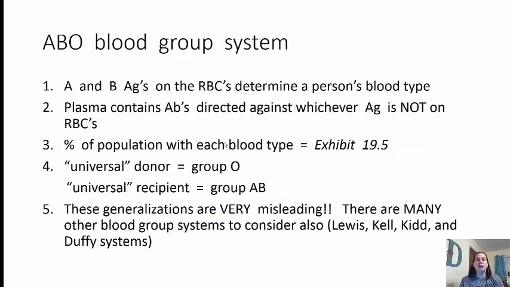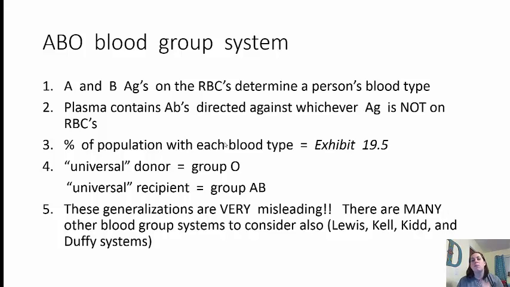All right, so when we're looking at this blood type system, it's an ABO system. The A and B antigens on the red blood cells determine a person's blood type. The plasma contains the antibodies that are directed against whatever antigen is not present on your red blood cells. Now, the percentage of population with each blood type is shown in a chart that I'll show you coming up next. It's Exhibit 19.5. One thing to note, the universal donor is group O and the universal recipient or getter is group AB.